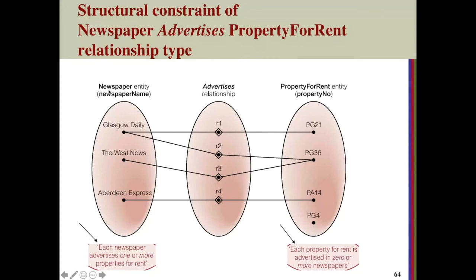Each newspaper advertises how many properties for rent? 1 or more. 1 or more. Let's start from here. Each property for rent is advertised in 0 or more newspapers, because we do not give advertisement to every newspaper. Sometimes we give it to 1 or 2, and some, of course, if they do not get that advertisement, it means 0 advertisement. So each property for rent is advertised in 0 or more newspapers.